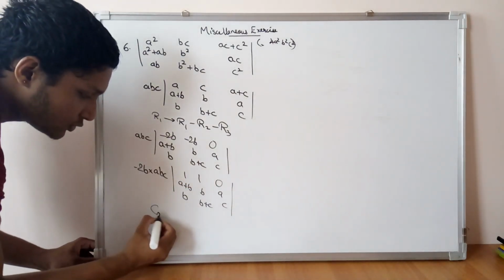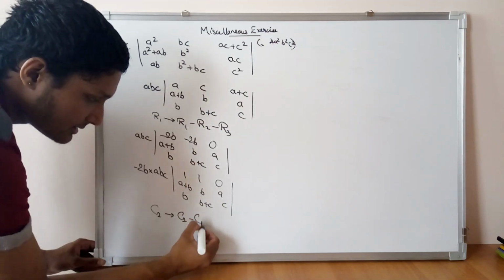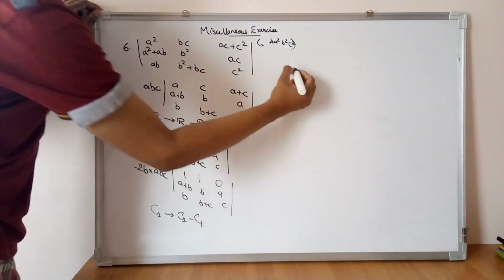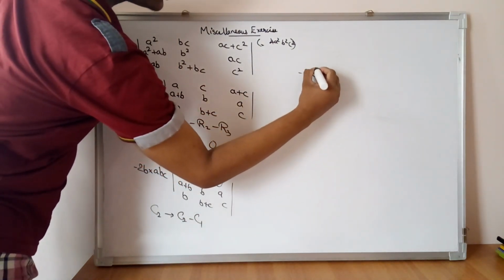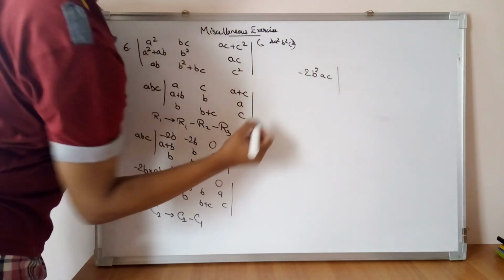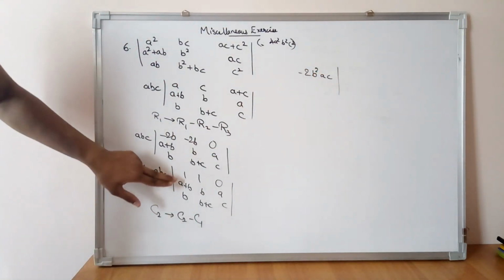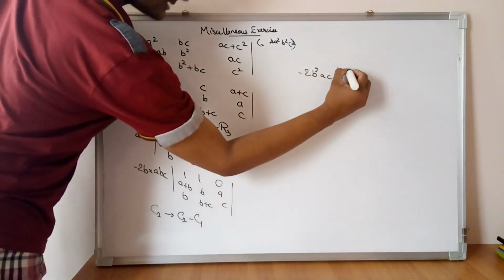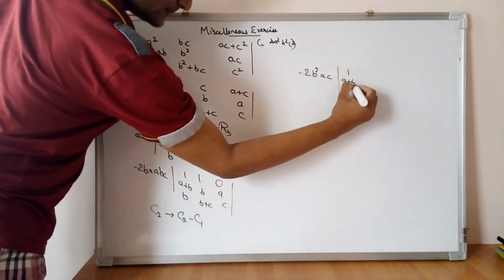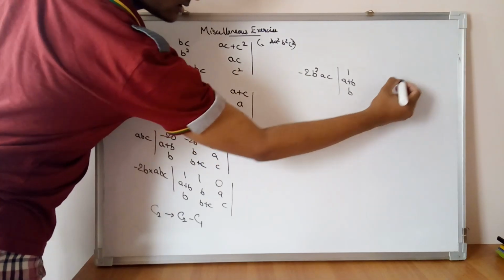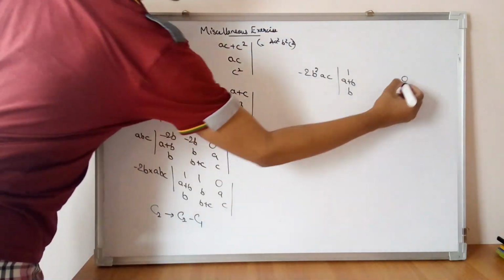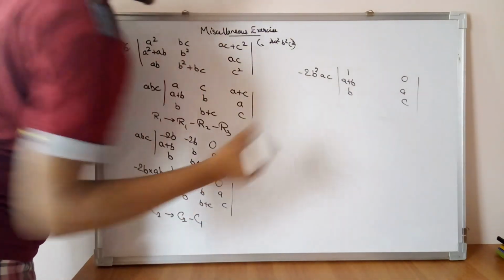So I'll take c2 becomes c2 minus c1. So if I change like that, it is going to be minus 2b square ac. Okay, then the first column is remaining as it is, that is 1 a plus b and b. Okay, here last column also remains the same, 0 a c.